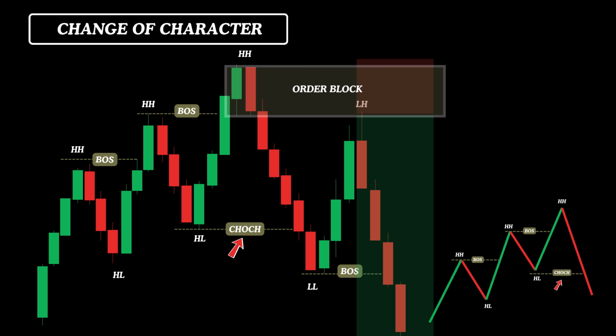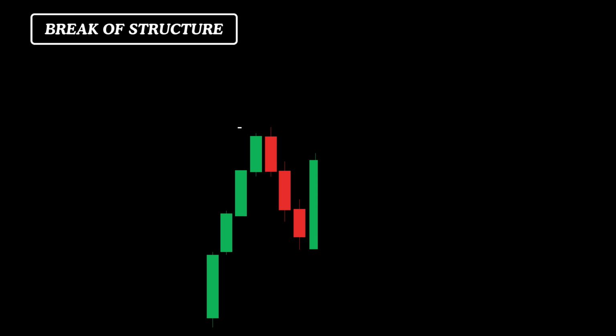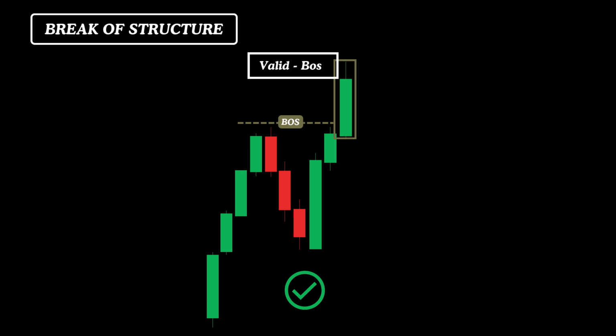Now comes an important question. Which break of structure or change of character is valid, and which one is a trap or false signal? When the price decisively breaks the previous swing high with a strong candle body close, it's considered a valid break of structure. This confirms that the structure has been broken.